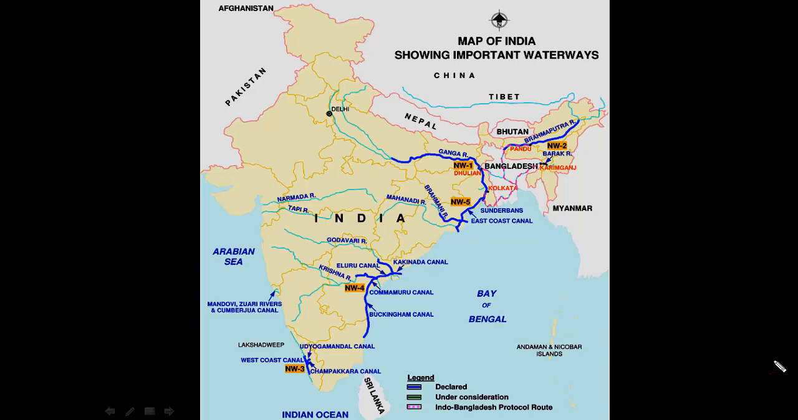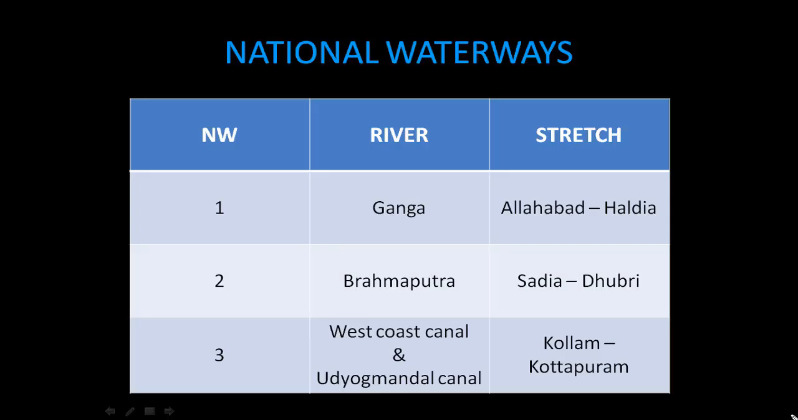This is a map of India showing the important waterways in India, mainly inland waterways: Brahmaputra, Ganga, East Coast. It also includes the Coromandel Coast and Northern Circars as well as the Kerala Coast. Now we'll see the national waterways and their extent, up to what distance they cover. There are mainly three routes. On the Ganga river, it mainly stretches from Allahabad to Haldia. On the Brahmaputra river, it stretches from Sadia to Dhubri. And in the Western Coastal Canal and Udyogamandal Canal, it mainly covers Kollam to Kottapuram.